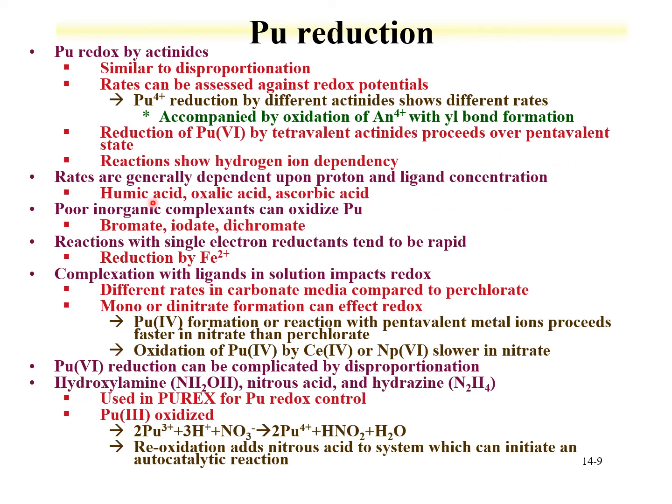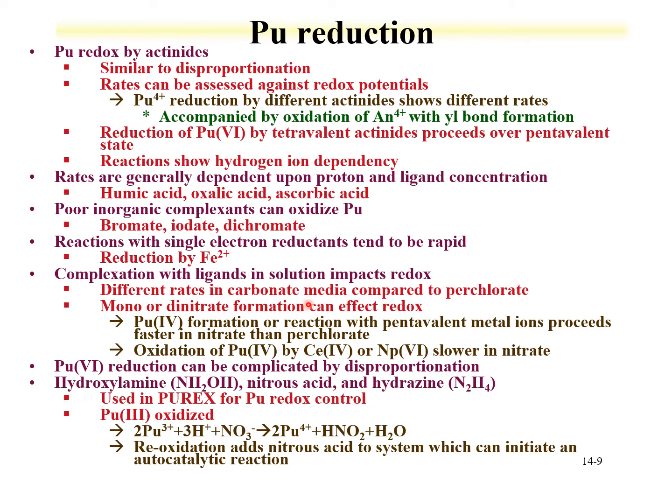Ligands, for instance, these organic ligands here, can wind up stabilizing some lower oxidation states, such as plutonium-4. Things that are reduced or oxidized through single electron transfer, such as the single electron reductant, tend to be rapid. So reduction by iron 3 tends to be a rapid route for changing the oxidation state of plutonium. And then there's complexation, which can change the stability of different redox states.